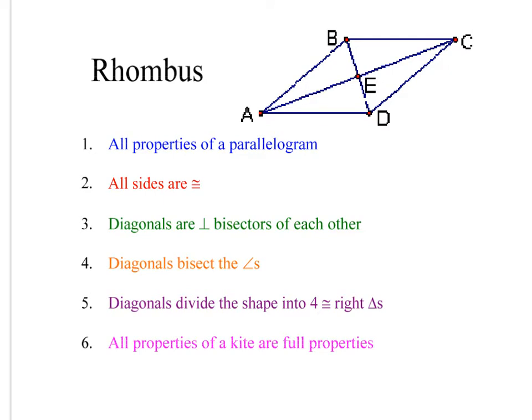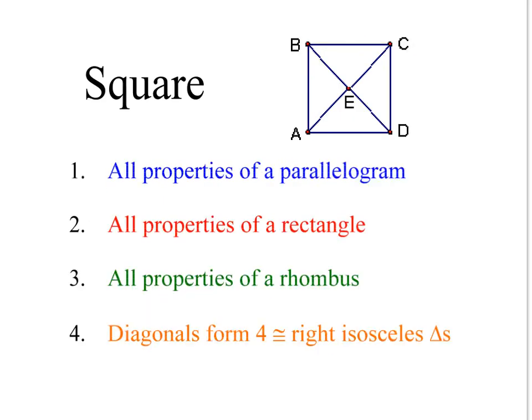Okay? Let's keep going. A square. A square by definition is a rhombus that's also a rectangle, or a rectangle that's also a rhombus. Don't forget that square was begat by rhombus and rectangle. So a square is a rectangle and it's also a rhombus.